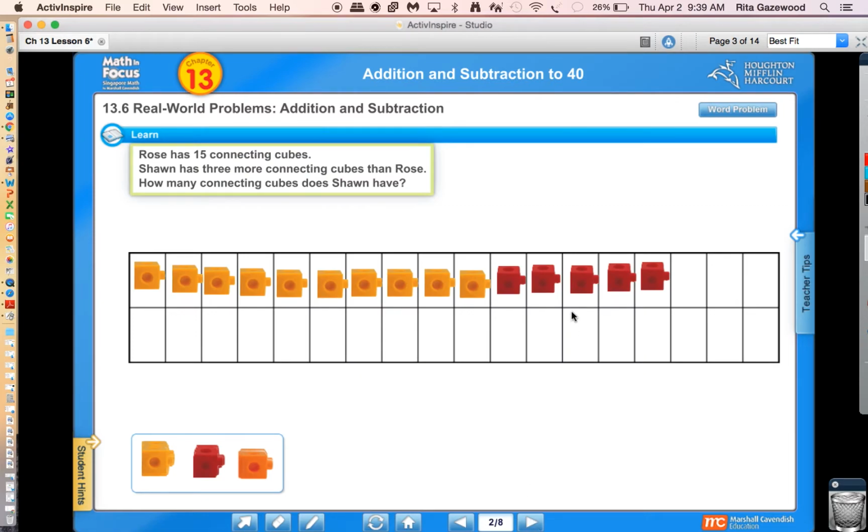Let's move on to our second problem. Rose has 15 connecting cubes. Sean has 3 more connecting cubes than Rose. How many connecting cubes does Sean have? So up here, I have modeled Rose's connecting cubes. Notice how I organize by my 10s and 1s, just to make it easier for counting. 10, 11, 12, 13, 14, 15.